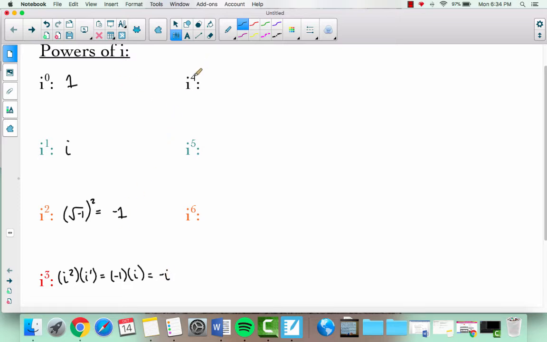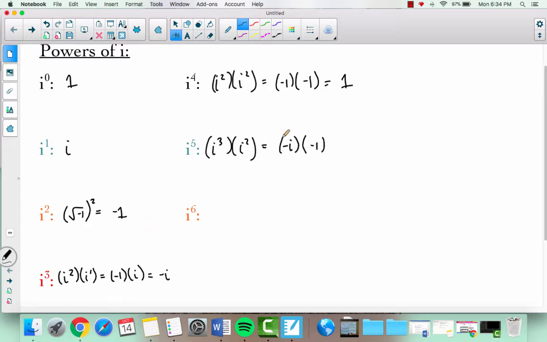For example, if I move up to i to the fourth, that's the same as i squared times i squared. Well, if I replace i squareds with -1, then I get -1 times -1, which is +1. And now look, we're back to the beginning. That means i to the fifth should end up getting us i. Now we can double check that. i to the third times i squared, because 3 plus 2 is 5. That would simplify to -i times -1. And I got the -i from the i to the third here.